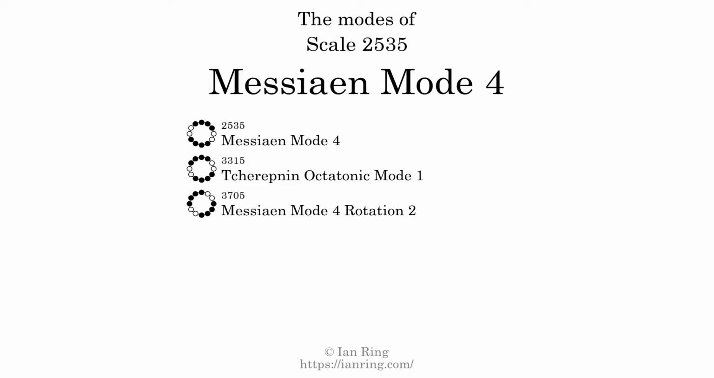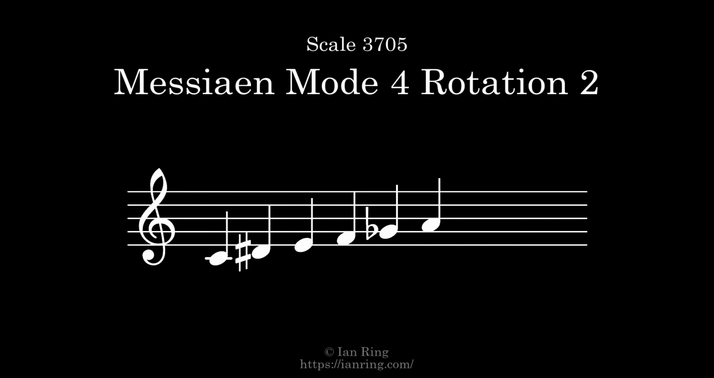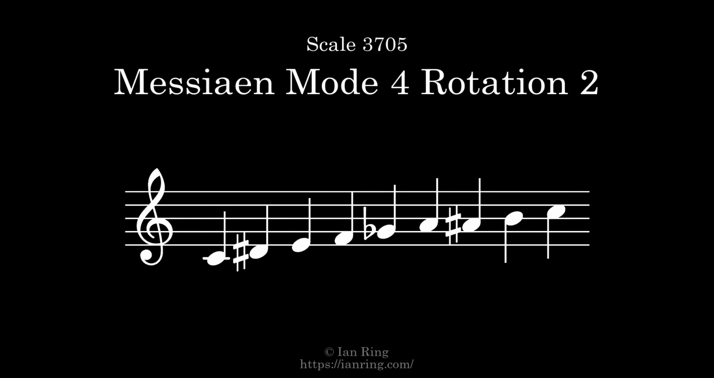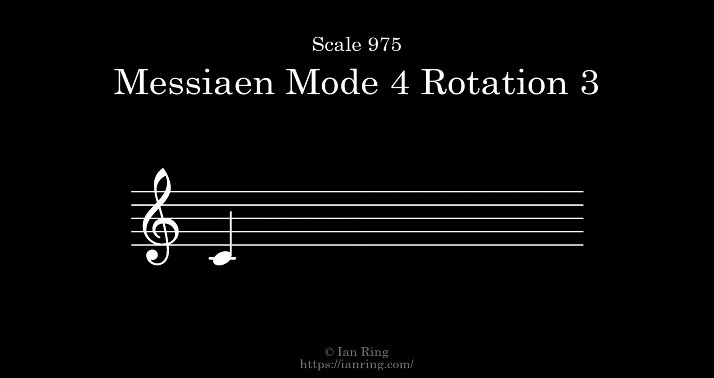The third mode is scale 3705, also known as Messiaen Mode 4 Rotation 2. It sounds like this. The fourth and last mode is scale 975, also known as Messiaen Mode 4 Rotation 3. It sounds like this.